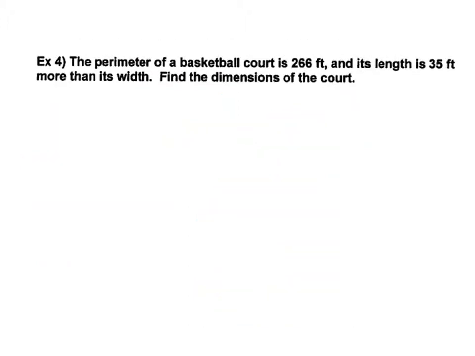This problem says that the perimeter of a basketball court is 266 feet, and its length is 35 feet more than its width. Find the dimensions of the court. Okay, so this is a pretty simple problem. If you would like to solve it on your own and just check the answer, that would be fine with me. But I'll go ahead and walk through it, so if you need to, pause it and then come back and check. All right, so I have a basketball court. I'm assuming a basketball court is always a rectangle, so it's a rectangle.